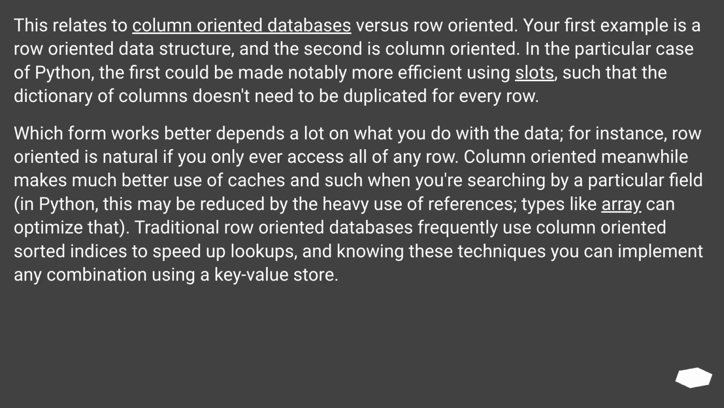For instance, row-oriented is natural if you only ever access all of any row. Column-oriented meanwhile makes much better use of caches and such when you're searching by a particular field. In Python, this may be reduced by the heavy use of references. Types like array can optimize that. Traditional row-oriented databases frequently use column-oriented sorted indices to speed up lookups, and knowing these techniques you can implement any combination using a key value store.